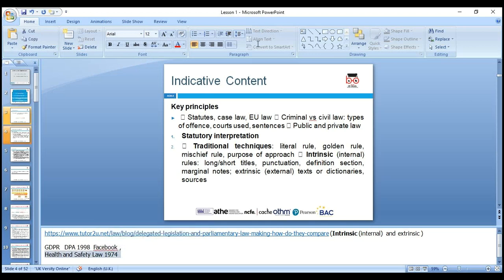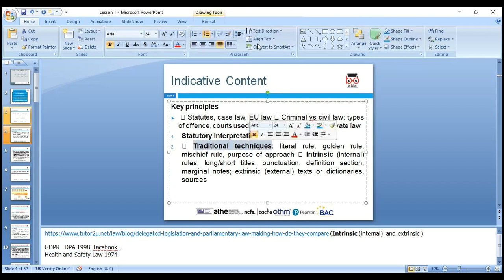So we'll go through the traditional techniques, how we can interpret these laws. Yes. Traditional techniques: literal rule, golden rule. Anybody ever heard or have you learned the terminologies? Anyone? No. So we'll go through that. Intrinsic and extrinsic. Do we know what is meant by intrinsic and extrinsic? Internal, external. Yes, intrinsic, so internal and external, within and outside. So that's what we'll go through.